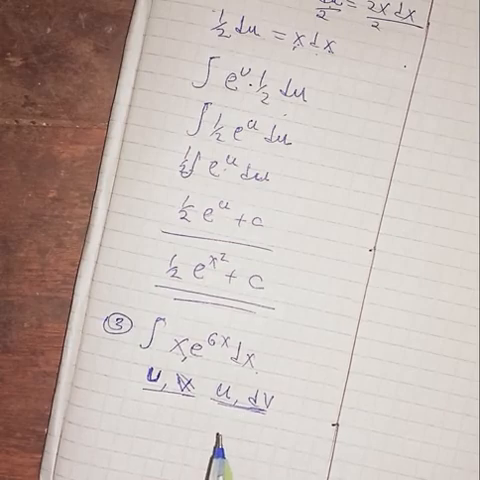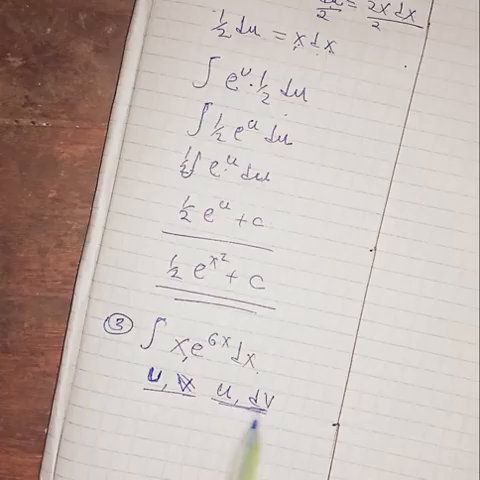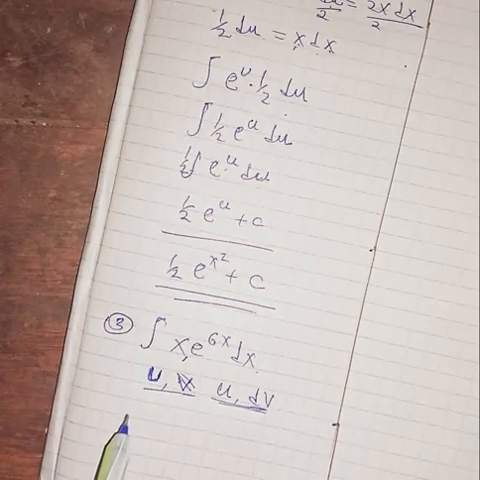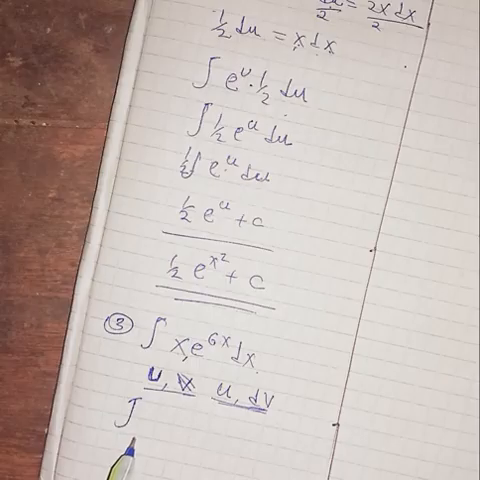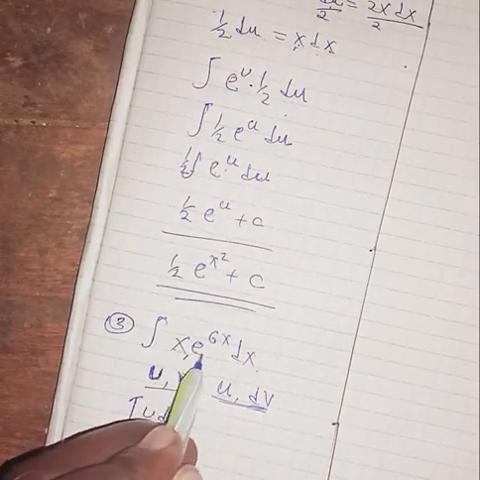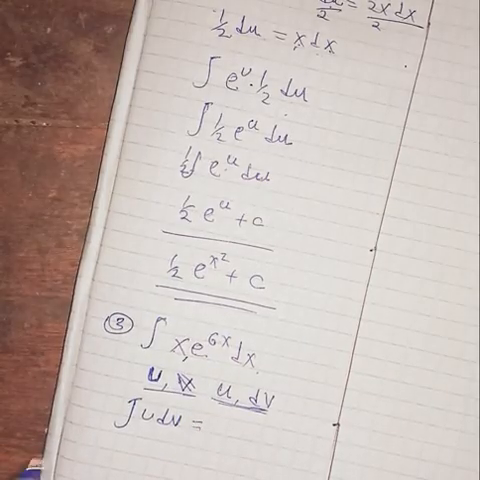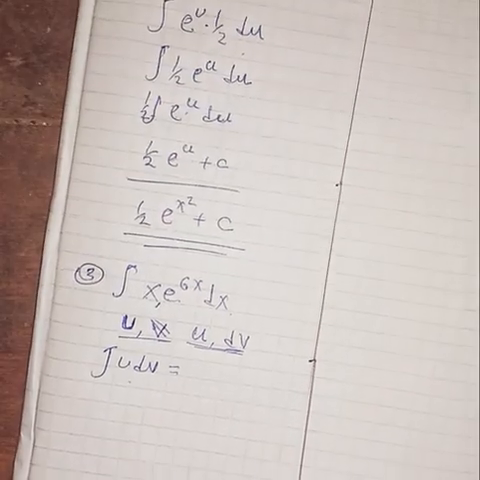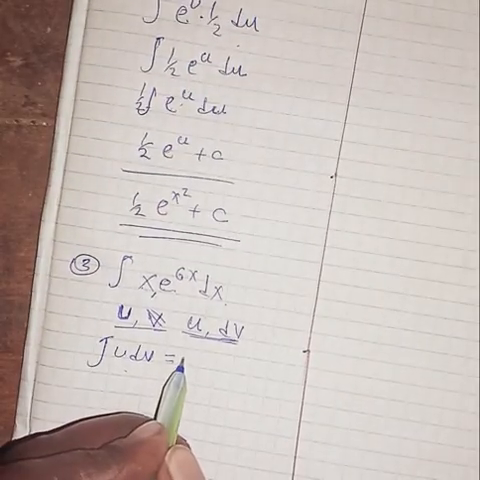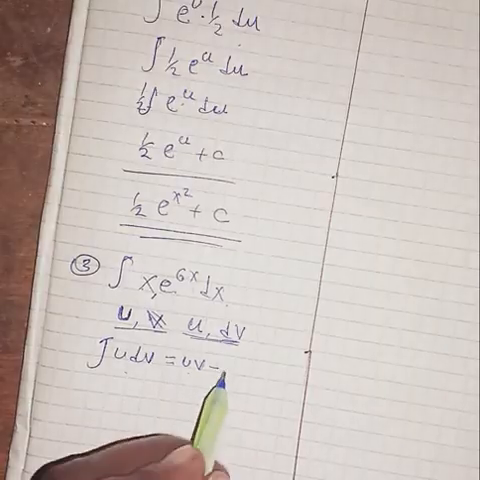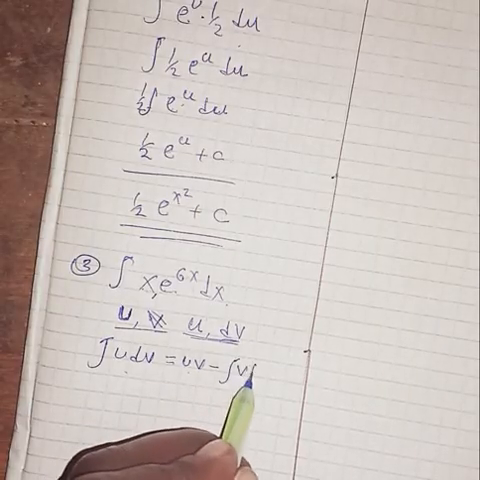For integration by parts there must be two parts, u and dv. If you want to integrate u dv, what is the formula? The formula goes like this: uv, which is the function, minus the integral of v du.